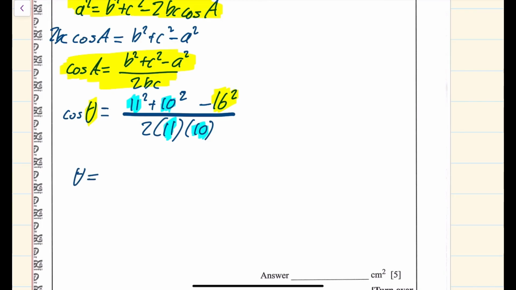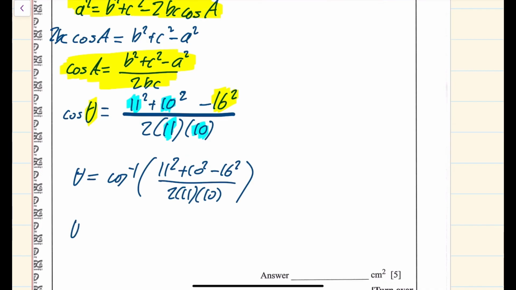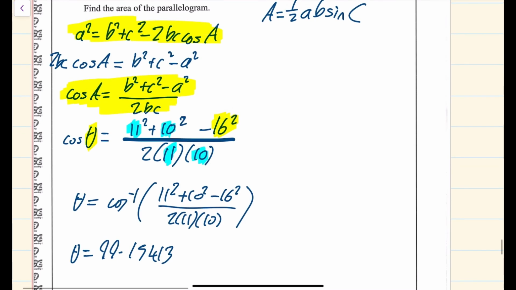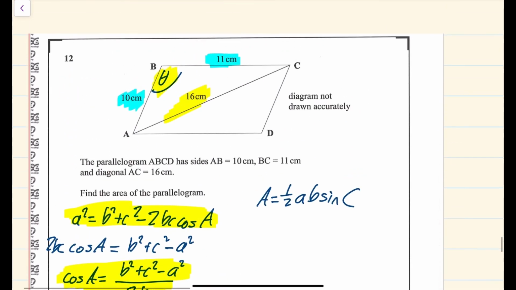So show a wee bit of working out then. cos to the minus 1 of the fraction: 11 squared plus 10 squared minus 16 squared, all divided by 2 times 11 times 10. So only go to your calculator the one time and find your theta is equal to 99.15413. Use a whole pile of decimal places, so 5 decimal places I've used here. We'll definitely use those. And then we're back over to find our triangle.